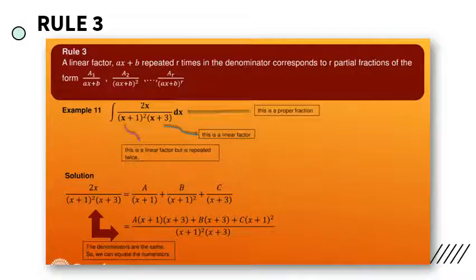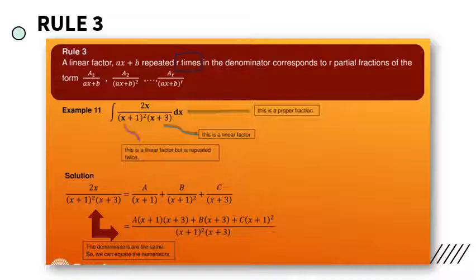Let's look at rule number 3. Rule number 3 mentions that a linear factor ax plus b repeated r times in the denominator corresponds to r partial fractions of the form a1 over ax plus b, a2 over ax plus b squared, until ar over ax plus b to the power of r.